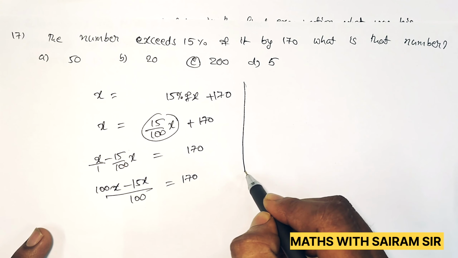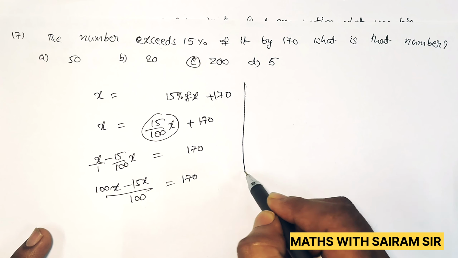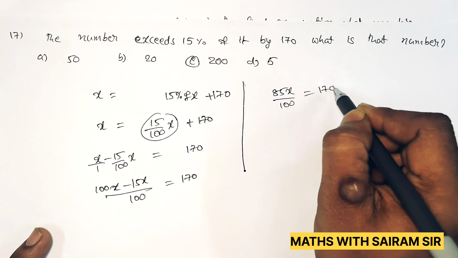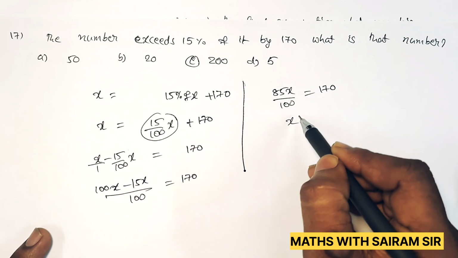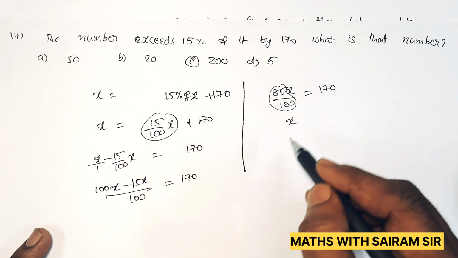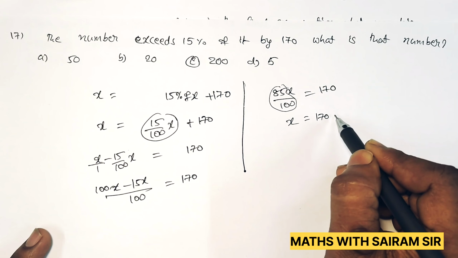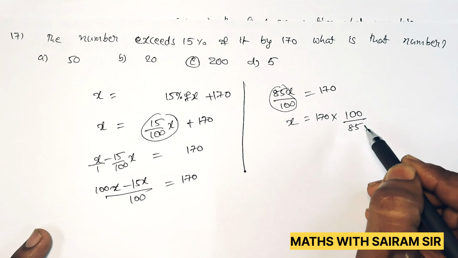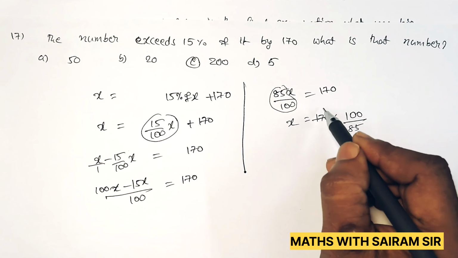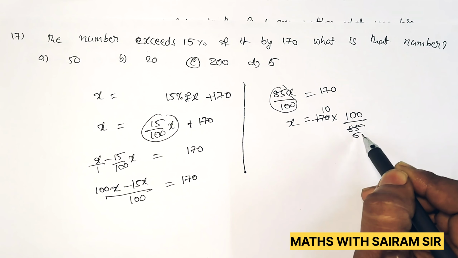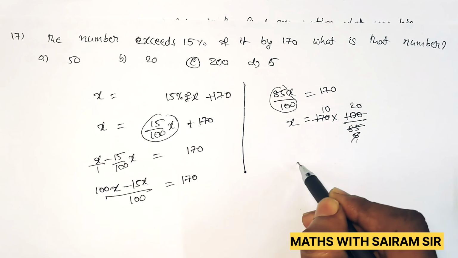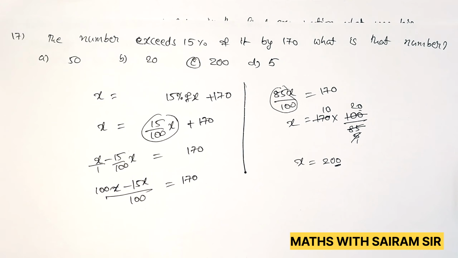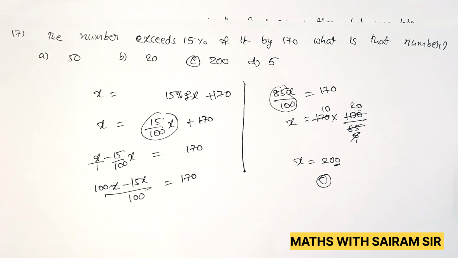So 100 minus 15, how much do you get? We get 85. So 85x by 100 gives you 170. To find the value of x, we need to transpose this 85 by 100 to the other hand, so it becomes the reciprocal. So x is equal to 170 into 100 by 85. Okay, so 17 tens are 170, 17 fives are 85, and 5 ones are 5, 20 fours are 100. So x is equal to 10 into 20, that is 200. So the required number is 200. That is option C is the correct one.